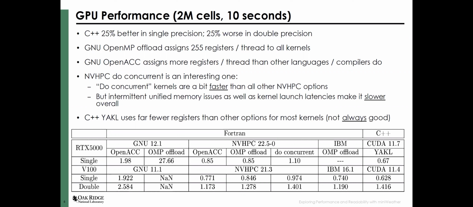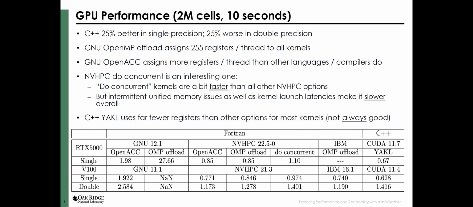So what we see here is the C++ and Fortran GPU performance on the whole is about the same. C++ is about 25% better in single precision and 25% worse in double precision. And I've tried to dig into this more and haven't found any red herrings yet. Well, that's not the right term. I haven't found any obvious reasons yet.